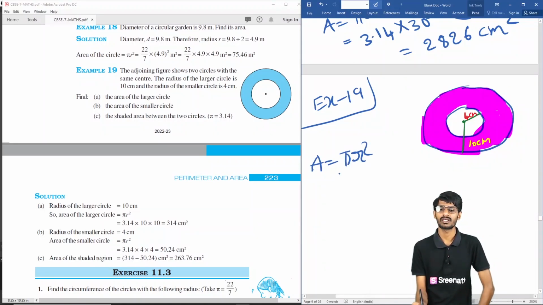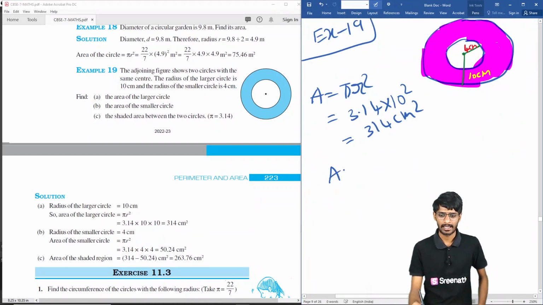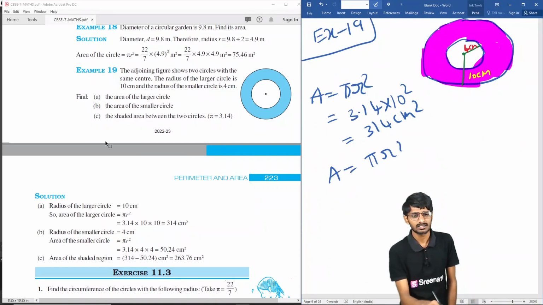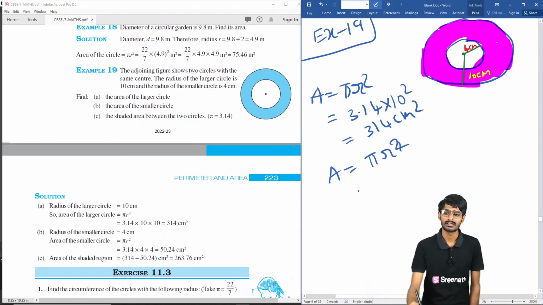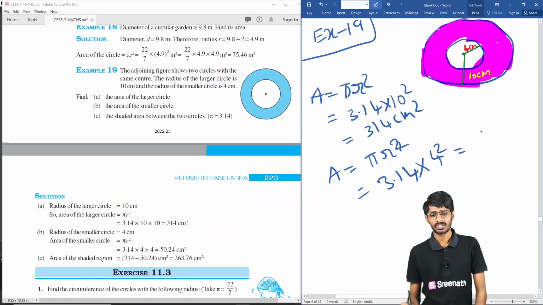The formula is pi r square. Pi is 3.14 into radius 10 centimeters, so 10 square, 100, it is 314 centimeter square. Completed. Next, the area of the smaller circle. Again pi r square, 3.14 into radius 4 centimeters, 4 square. So it is 50.24 centimeter square.